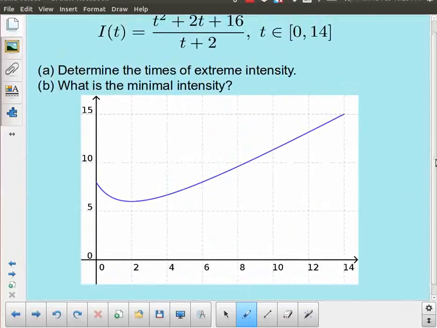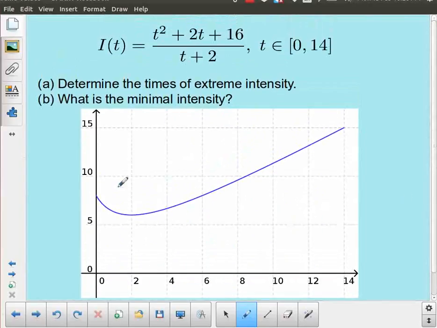And here's the graph. Once again, I've generated this using software. On the interval, you can see that it starts here, the first endpoint. It actually has a minimum here at 2 seconds. So that's what we detected when we found the slope of the tangent equal to 0. And then it goes up from there. So the maximum is at this other endpoint.